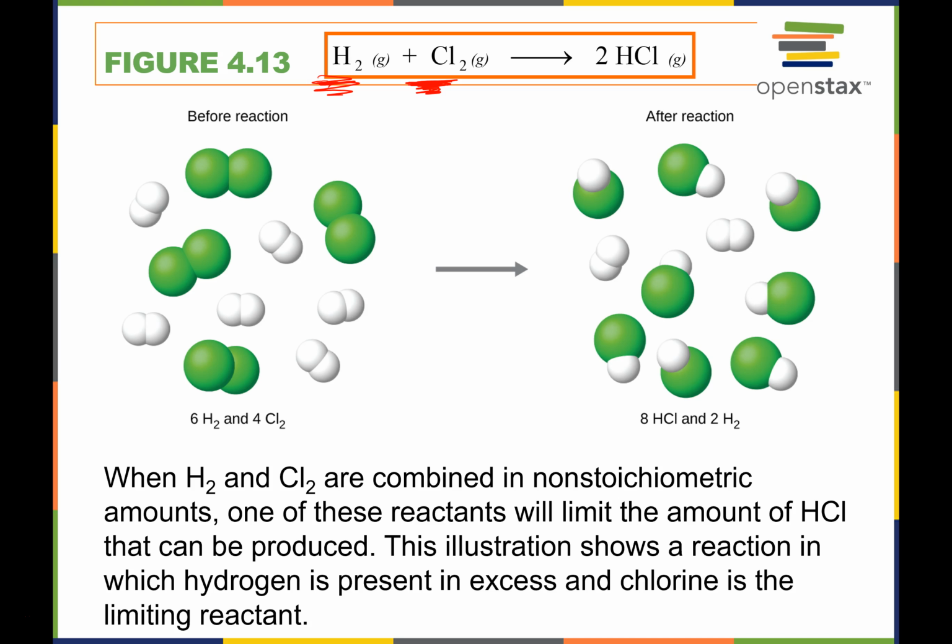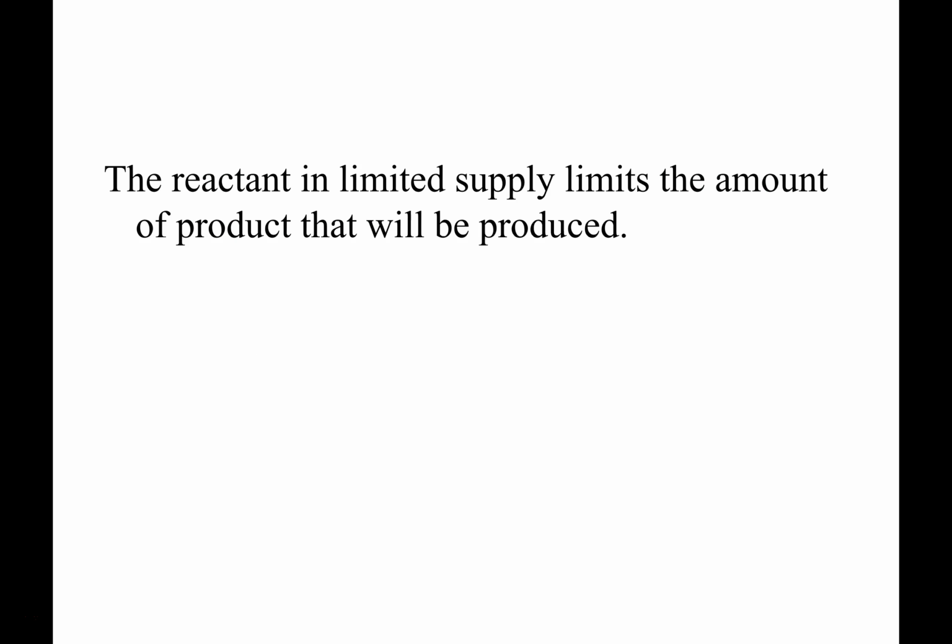So there are just eyeball ways of looking at things. Sometimes when you work problems in science, you can take a step back and look at it and say, does that make sense? So it's really important to be able to identify what's in limited supply because you'll need to do it for your Unit 1 exam. But in general, you need to be able to do that in chemistry.